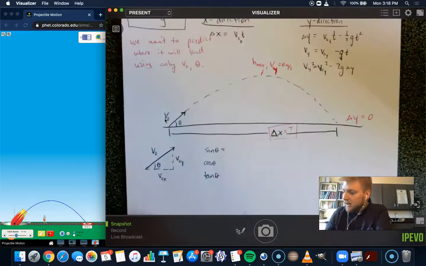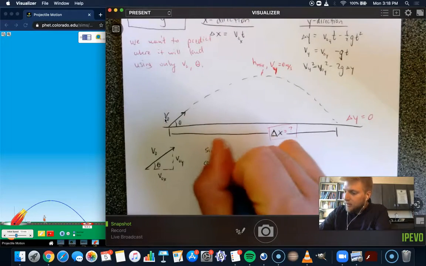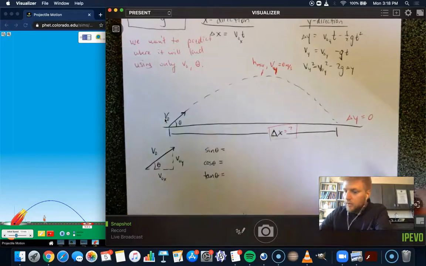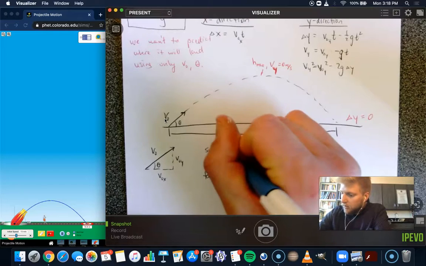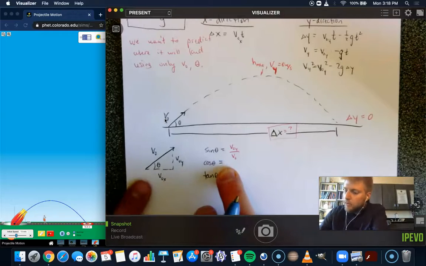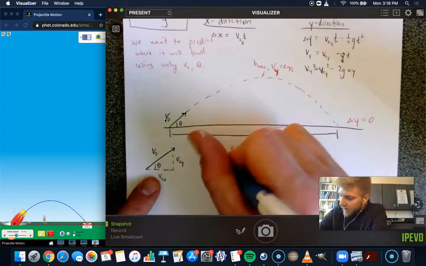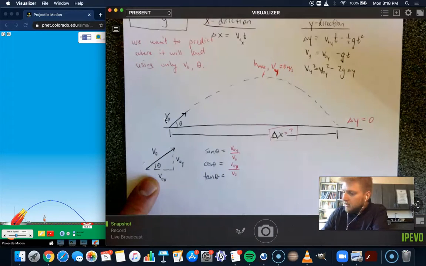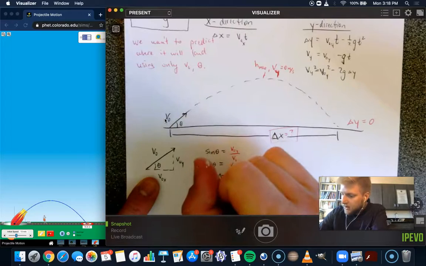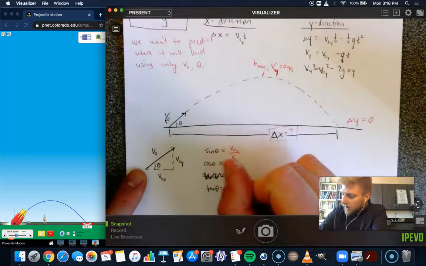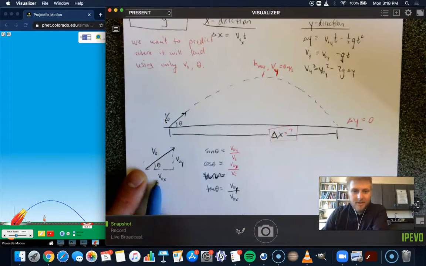Now, sine theta is equal to the opposite side over the hypotenuse. So the opposite side over the hypotenuse would be v naught y over v naught. Okay? And cos theta would be adjacent over hypotenuse. That's v naught x over v naught. And then I'll just scratch that out and move it down. So tan theta, if we're going to end up needing it, is opposite over adjacent. So v naught y over v naught x. Opposite over adjacent. Okay.